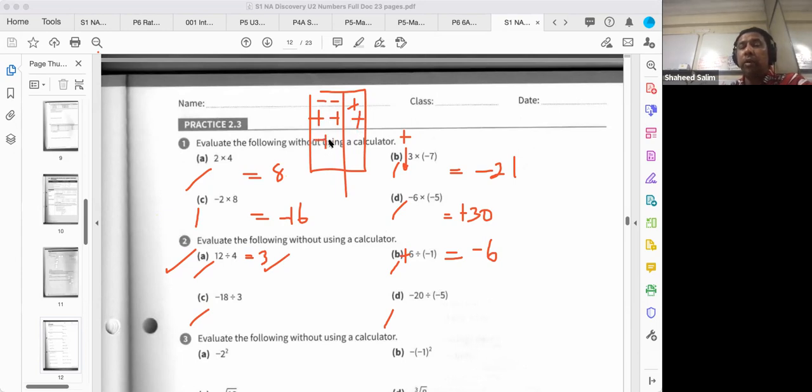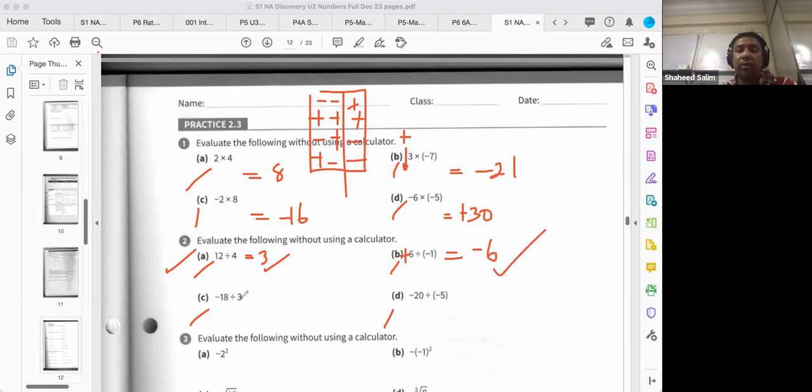Minus. Sorry. Minus, plus. Minus, plus. Minus. Plus, minus, minus. Okay, so let's see now. Plus, minus. Plus, minus, minus are correct.